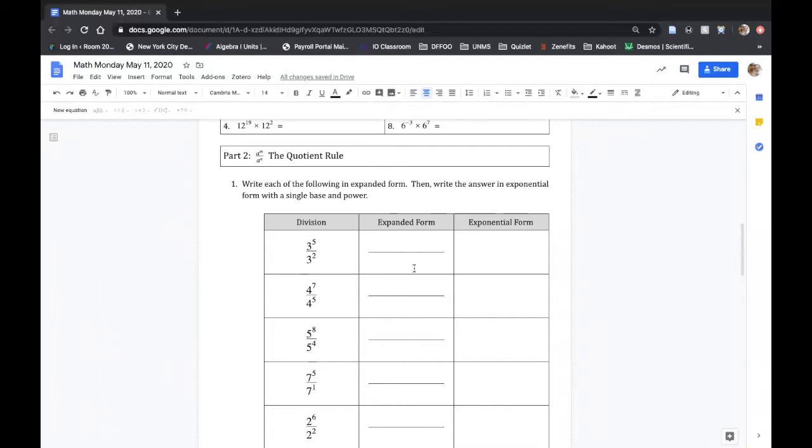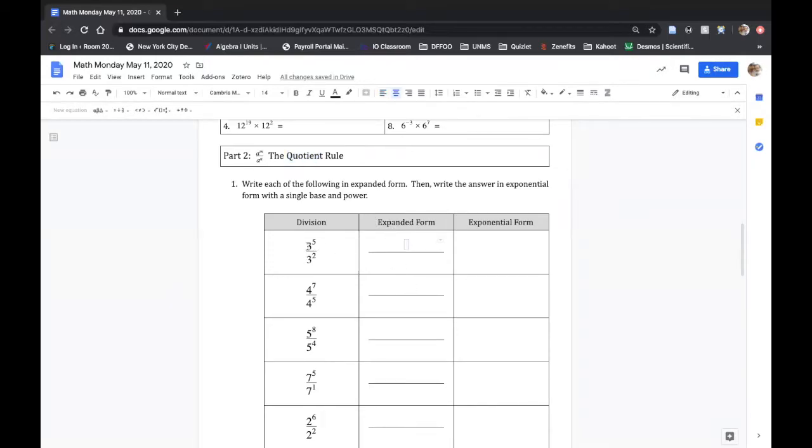So you can pause the video if you're not done yet, unpause it when you're ready to go. So quotient in math means division. So what we're working with in this part is dividing instead of multiplying. So same idea. I'm going to start with what I have here and write it in its expanded form first. So this here, use it as a fraction.